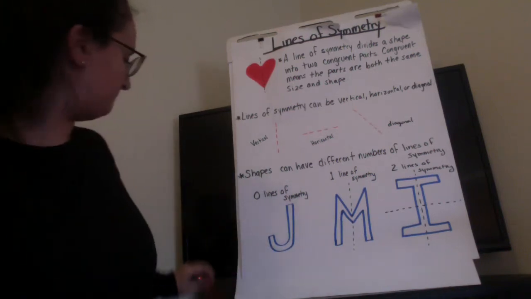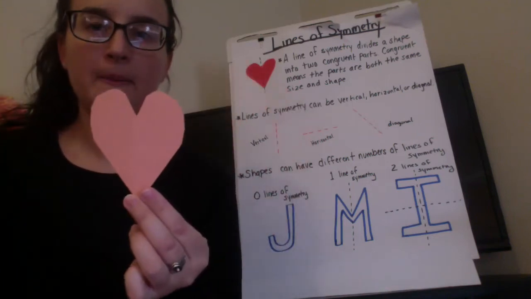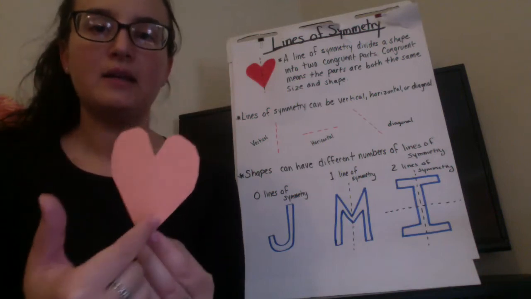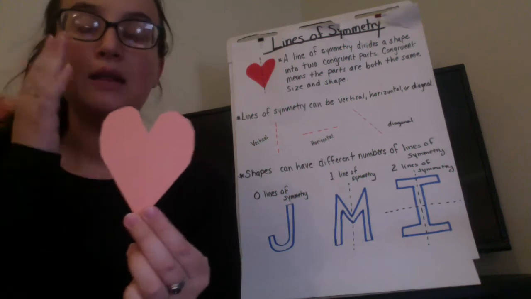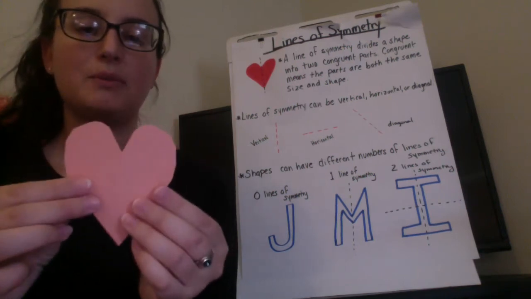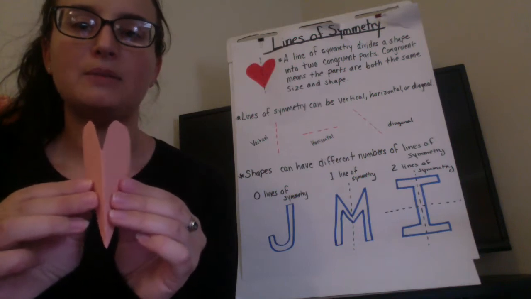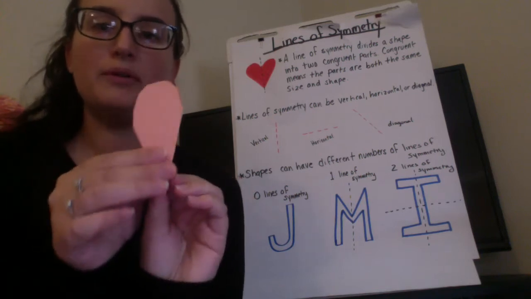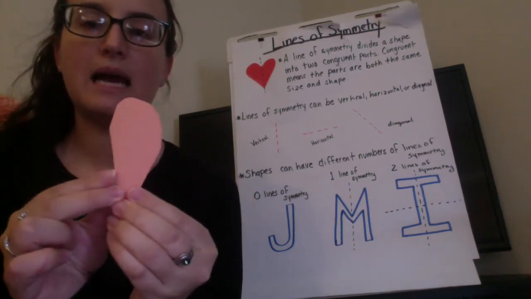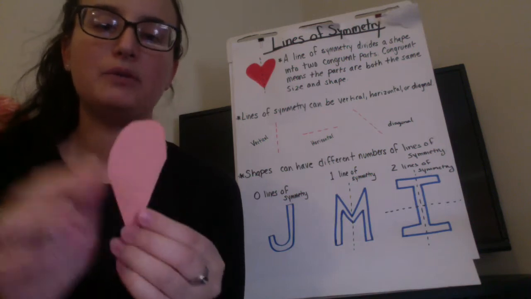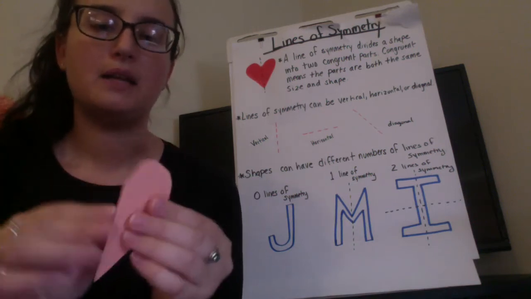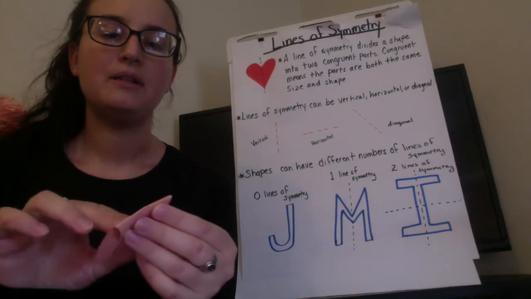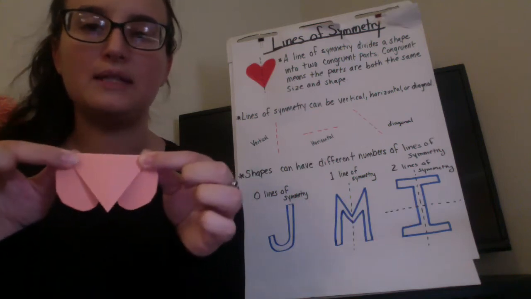So I'm going to show you that with this little heart right here. So kind of similar, right? If I were to fold it on its line of symmetry, then both sides should be exactly the same. So I'm going to fold it in half on that line of symmetry. And see that? So you'll notice that both sides are exactly the same size and the same shape. You don't see it going out bigger on one side than the other. It's exactly the same.